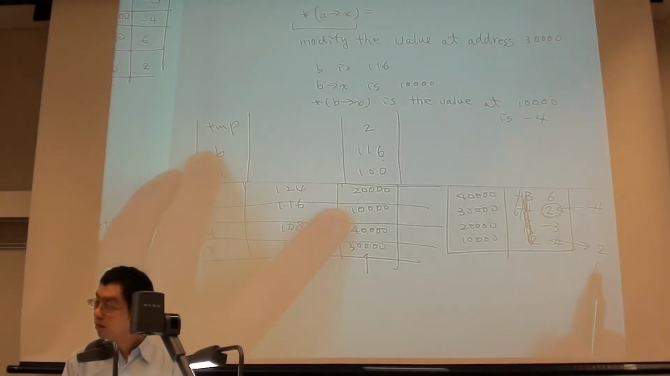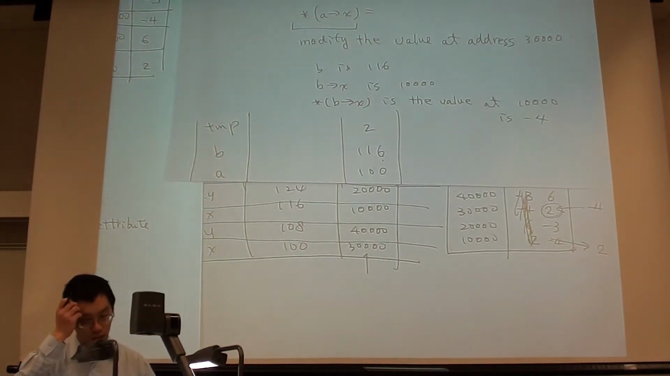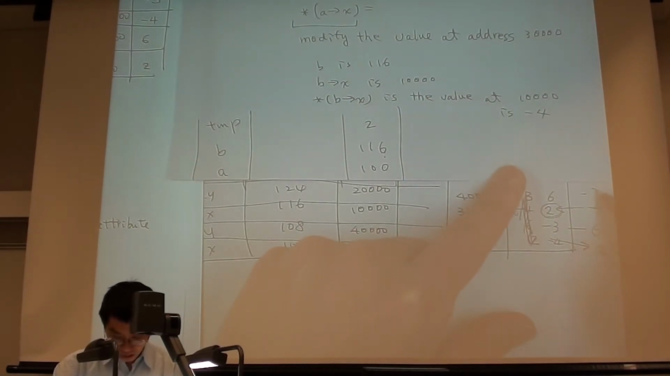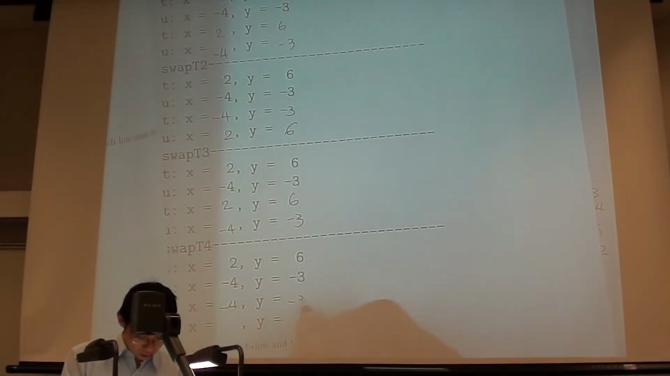This becomes 2. So after this, you change the value to be 2, 6, minus 4, minus 3. And when you print, you'll print in the reverse order: minus 4, minus 3, 2, and 6.